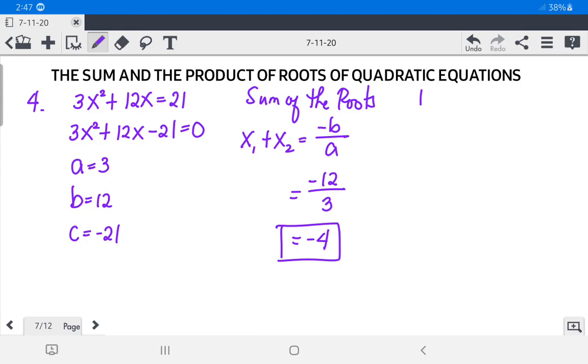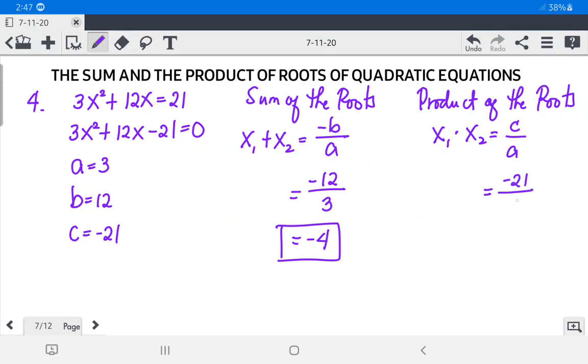For the product of the roots, we have x of 1 times x of 2. We have c over a. So, c is negative 21 over a is 3. So, negative 21 over 3. So, that is negative 7. So, that's it. That's the product of the roots.